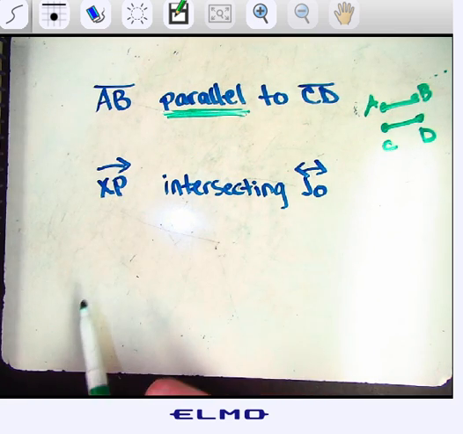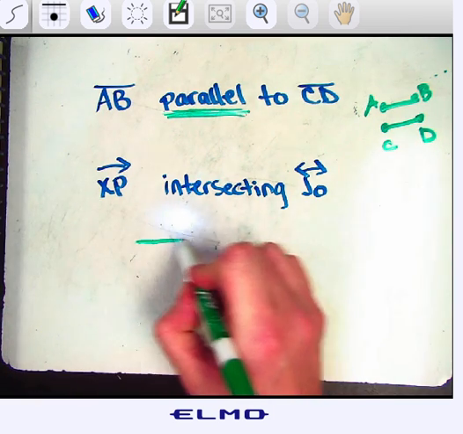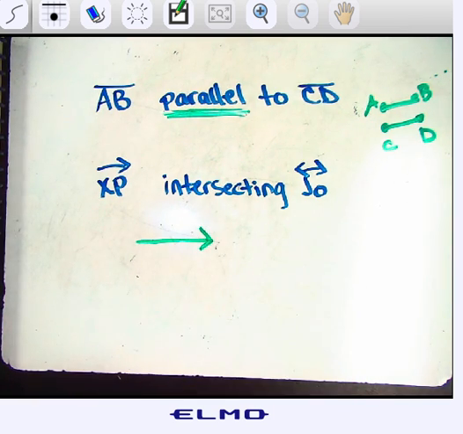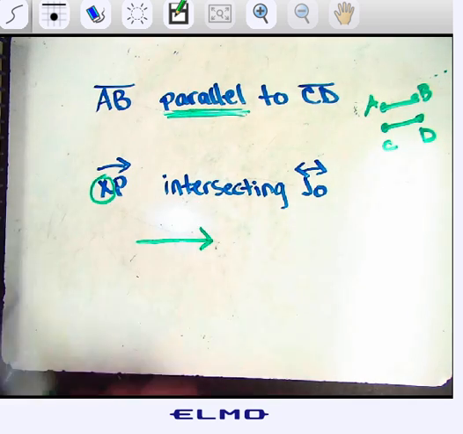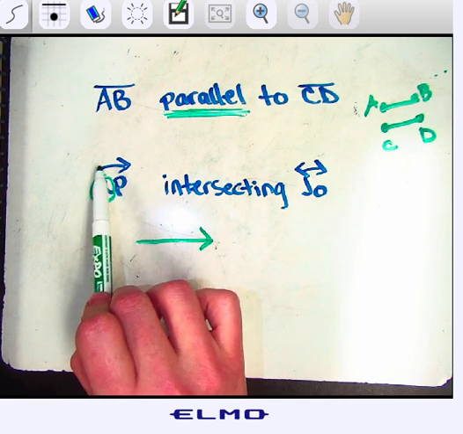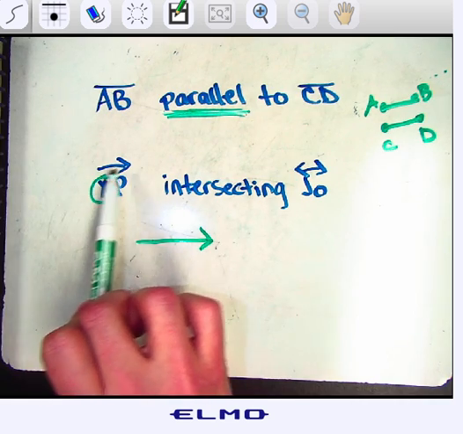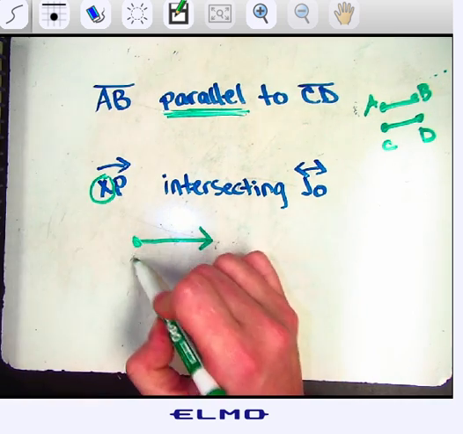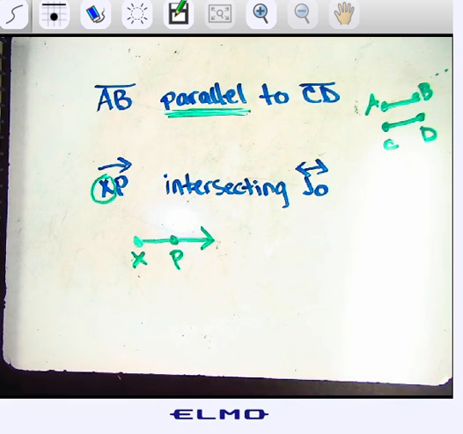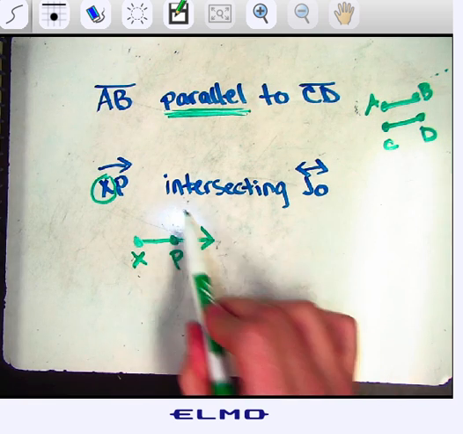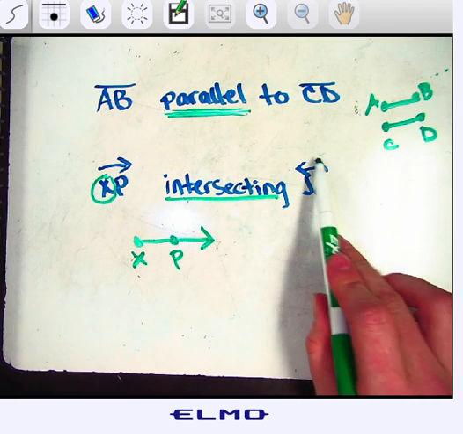So this time I have a ray because it has one arrow, and it's XP, and I need to be very careful when I draw my ray and I'm putting my X and my P on here. I have to put the X first because that is the endpoint of this ray. It starts at X. Wherever the endpoint is, that's always the first letter, and it continues towards P. So I need to put X here, and then I can put P anywhere else. So I'm going to put P here. So there's my ray XP, and now it needs to intersect, which means it crosses my line, JO.